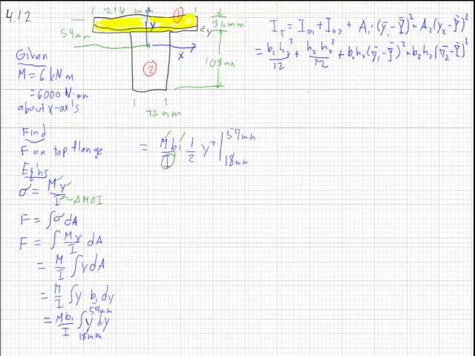Alright, now that we've got these values to plug in, for the base of 1 it's 216 millimeters. The height of 1 is 36 millimeters. Base of 2 is 72 millimeters, and the height of 2 is 108 millimeters.